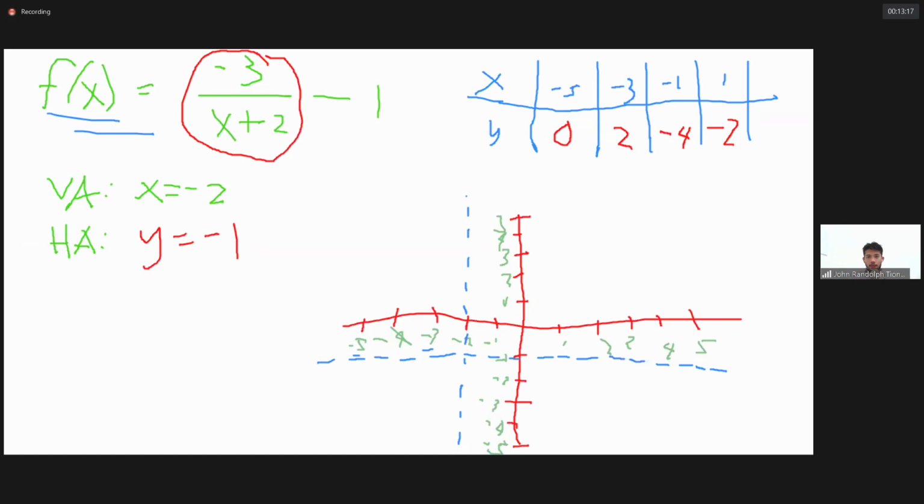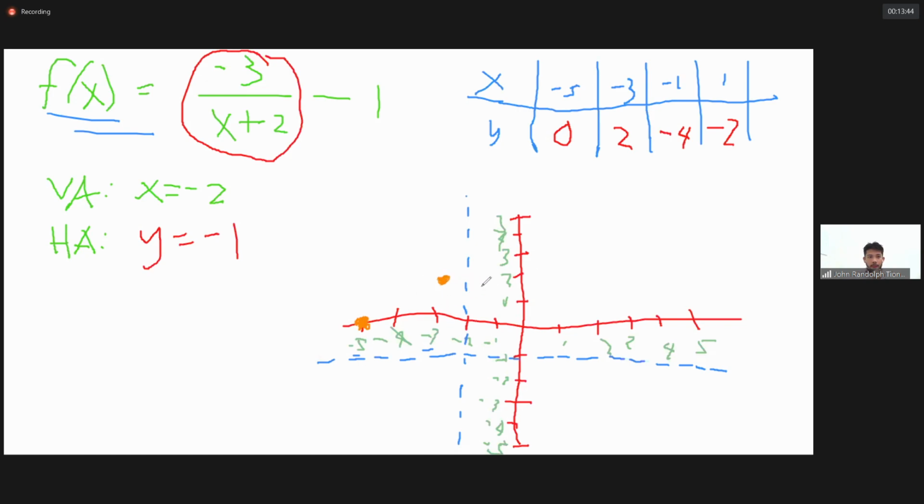We'll use another color here. Okay, we'll plot those points. Let's start with negative 5, 0. Saan ba yung negative 5, 0? So negative 5, 0 is here. Negative 3, 2. Negative 3, positive 2. It's gonna be here. Okay, negative 3, 2. Negative 3, and that's positive 2 there.